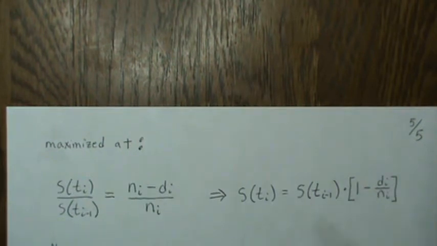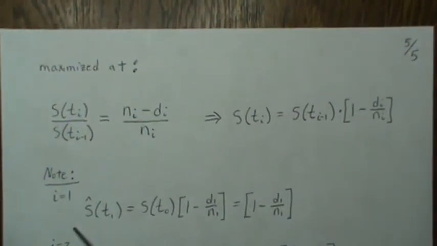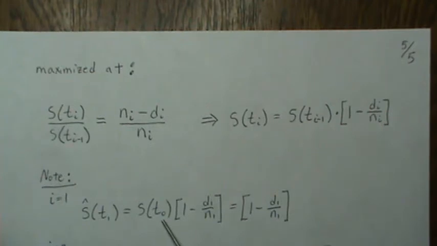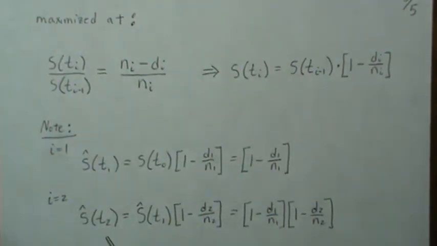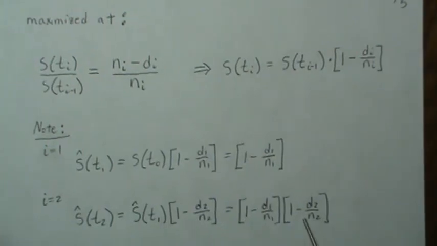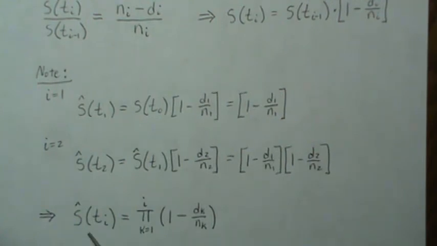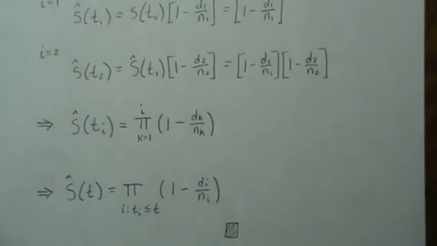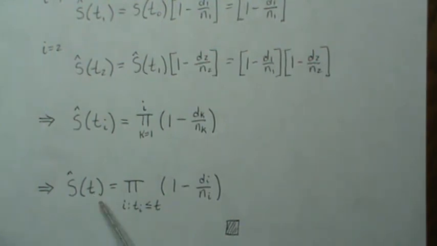Okay, so now we have a system of equations, and if we look at just i equals 1, we have this, but s of t_0 is 1, so that drops out. So s of t_1 is this. Then s of t_2 is s of t_1 times this, with our general formula, but s of t_1 was this, so that goes in as the product. And we can just keep going down, and so in general, s of t_i is the product of each of these terms. Now, the general Kaplan-Meier estimate doesn't have to be at those events. We can have a time between events, but we only maximize it over those events. So for a general t, we take the product of all the t_i's that are less than the t that we picked and multiply them together, which is the Kaplan-Meier estimator.